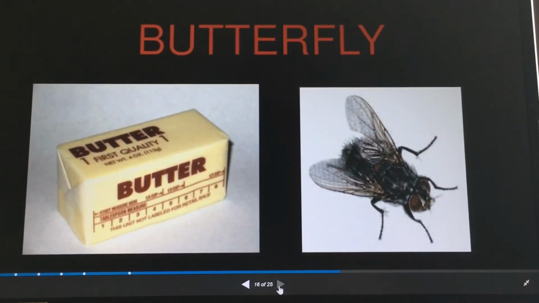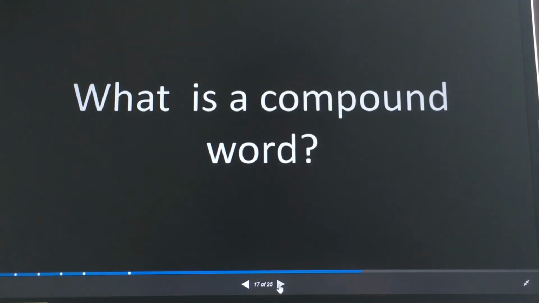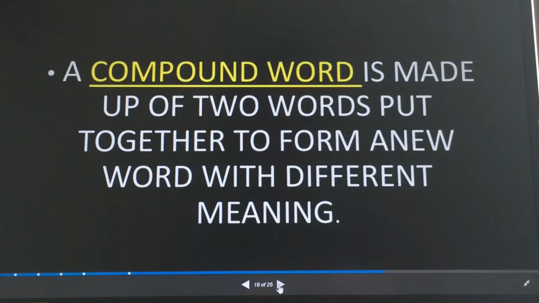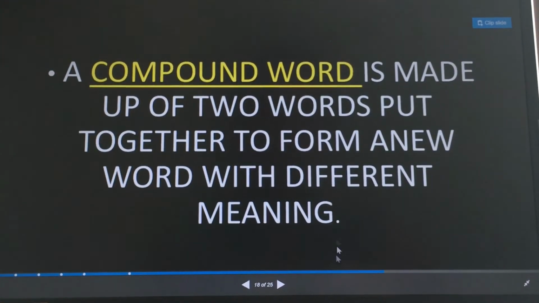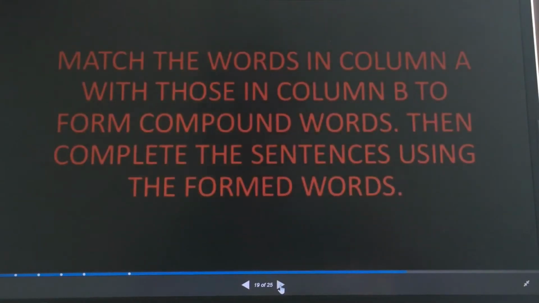Next. So what is a compound word? Let us define again. Let's read together. 1, 2, 3, go. A compound word is made up of two words put together to form a new word with different meaning. So when we put together two words, it forms a new word, and of course with different meaning, like the examples that we had a while ago.